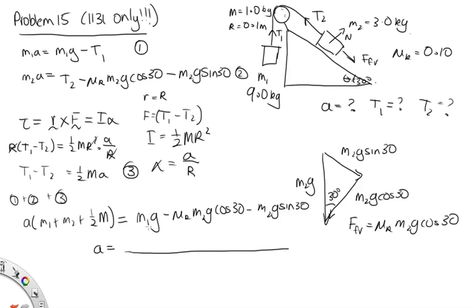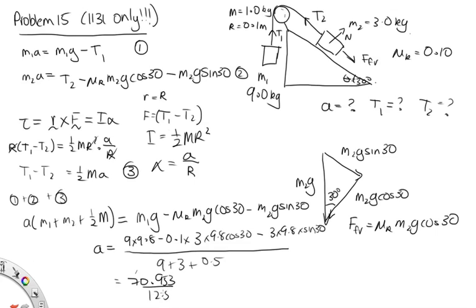We can substitute in all our numbers. We've got 9 times 9.8 minus 0.1 times 3 times 9.8 cos 30 minus 3 times 9.8 times sine 30, over m1 plus m2 plus a half M, so 9 plus 3 plus half times 1 is 0.5. Solving that on the calculator, we end up with 70.953 over 12.5, which gives us 5.67, or just to two significant figures, 5.7 meters per second squared as the acceleration.